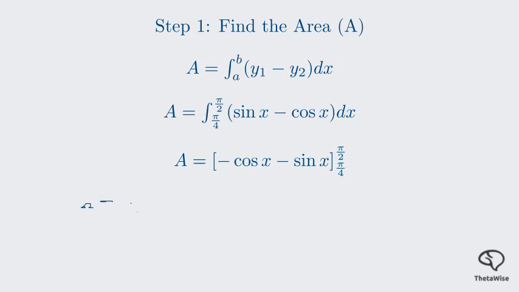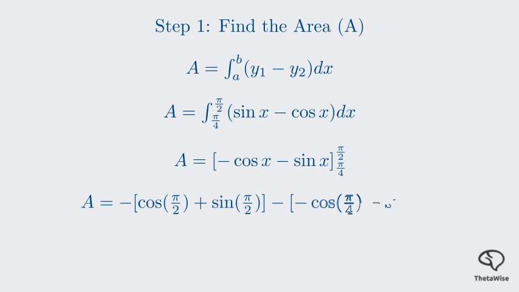Let's evaluate this at our limits. We plug in pi over 2, then subtract the result of plugging in pi over 4. This gives us negative cos of pi over 2 plus sin of pi over 2, minus the quantity negative cos of pi over 4 plus sin of pi over 4. We know cos of pi over 2 is 0 and sin of pi over 2 is 1. Cos and sin of pi over 4 are both the square root of 2 over 2.